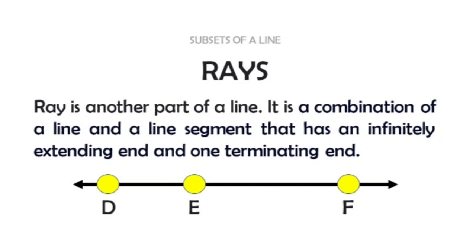Okay. And since we are done with the line segment and the congruent segment, we have to proceed to rays. This is the second subcategory of segments of a line. A ray is another part of a line. It is a combination of a line and a line segment that has an infinitely extending end and one terminating end.